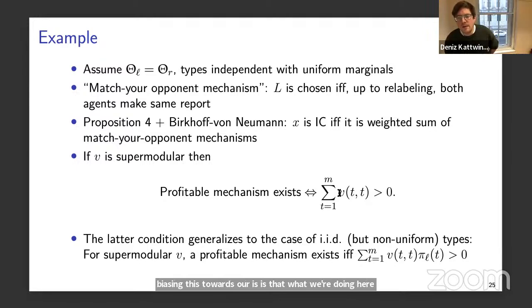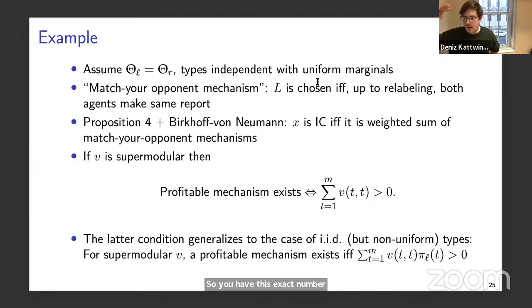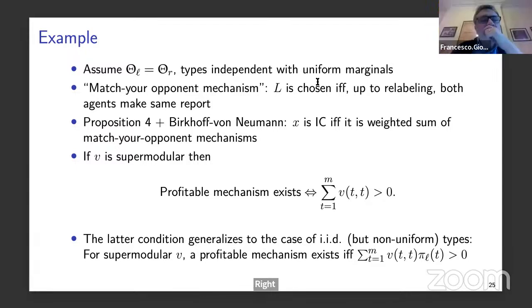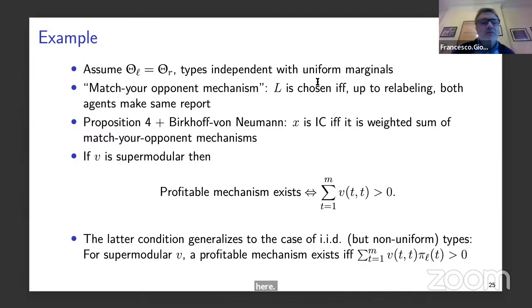No, but you can take any permutation, right? You have this exact number of types, and I can take any bijective function between these two sets of types. Whenever we get a pair that is directly connected, then we choose left. That would be incentive compatible here. Okay, I'll ask you later. I'm not sure I follow, but okay.